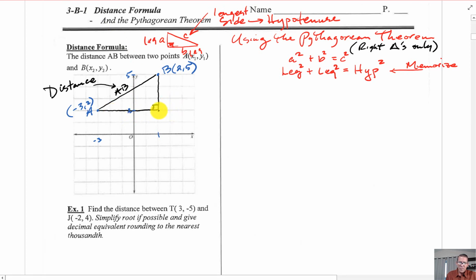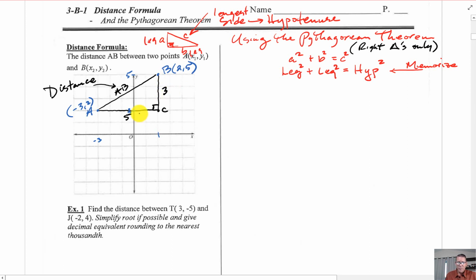We'll call this point C just for funsies right here. So the distance from A to C is 5 units. The distance from C to B, the vertical distance right here, is 1, 2, 3 units. All right, so if we were going to find the distance from A to B, we kick in the Pythagorean theorem.